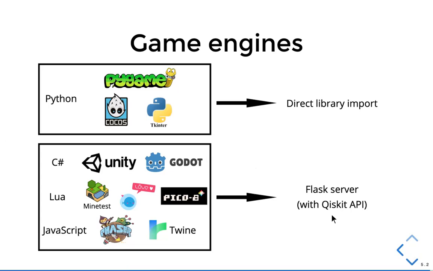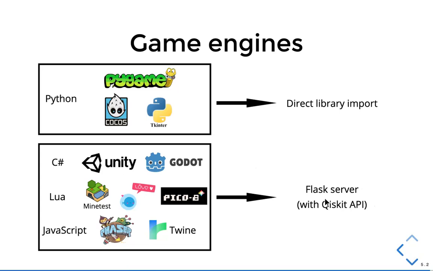So you need to use something called Flask in Python, which hosts a local server, and you need to write some Qiskit API in the programs so that you can communicate between the game engines in different languages by sending HTTP requests to the Flask server to run the quantum circuit.